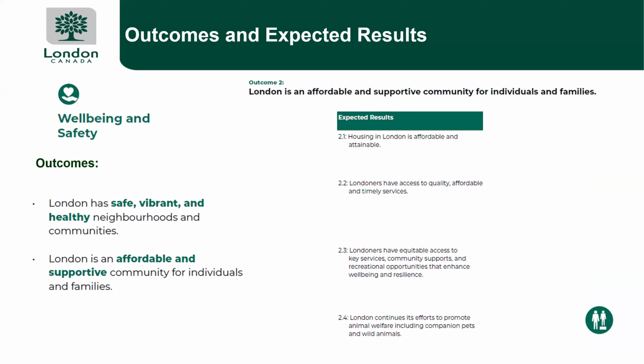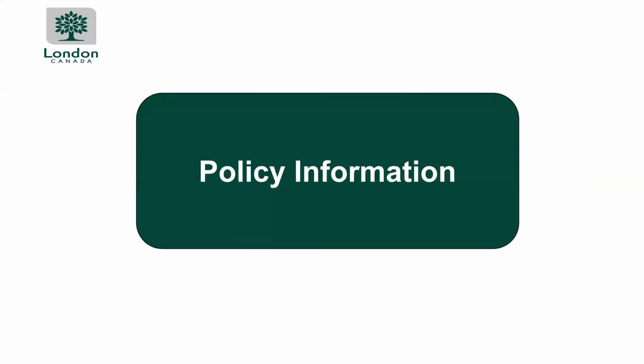But here's an example on the screen of one of the strategic areas of focus, specifically well-being and safety. And there are 2 associated outcomes with it, along with 4 expected results. So you will see in your grant application that you will align with one of these or a couple of these to show how your initiative and proposal align with the city's strategic plan.